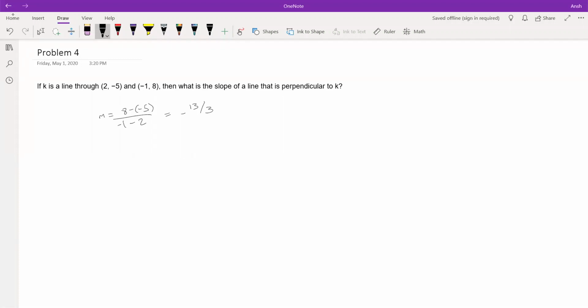Because when we are finding the slope of a perpendicular line, let's say the original slope is M, then the slope of the perpendicular line would be -1 over M. And this applies to all lines. Plugging this in, we get 3 over 13.